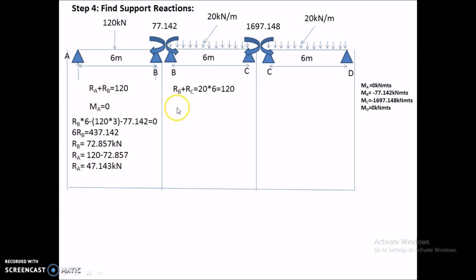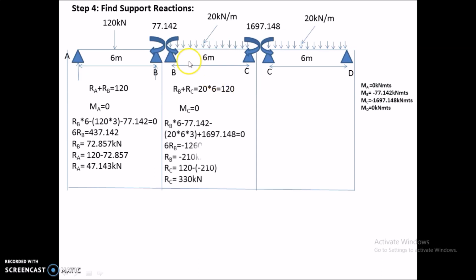Coming to span B. Again, sigma Fy is equal to 0. That is RB plus RC is equal to 20 into this distance. Since it is UDL, load into this total distance will become a point load acting at center. So 20 into 6, that is 120, is equal to RB plus RC. And considering moment at this point, we can take any of these points. I have considered it at this point. MC is equal to 0. So for this point, RB into 6 will be a left side clockwise moment, so it will be positive.